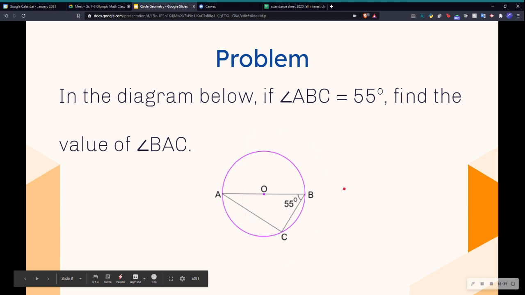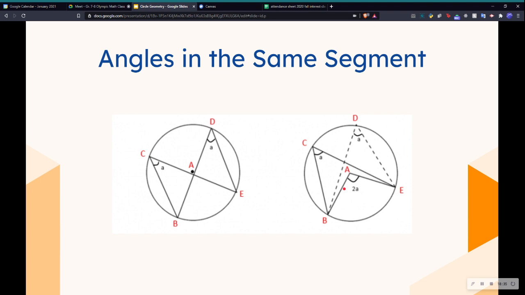No questions? Let's look at a couple more circle theorems. So this is just called angles in the same segment. There's not really a theorem name for this. We just call it angles in the same segment.